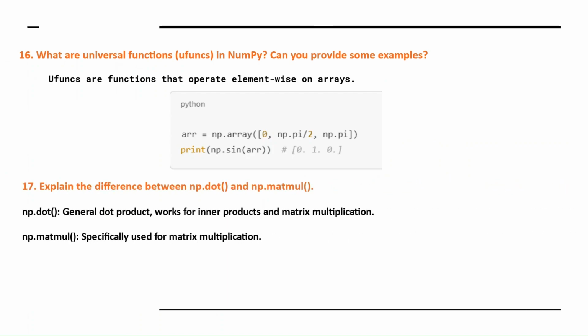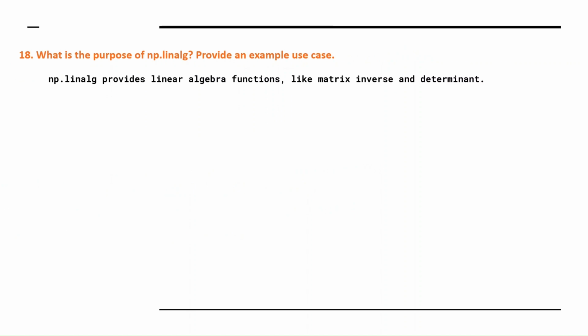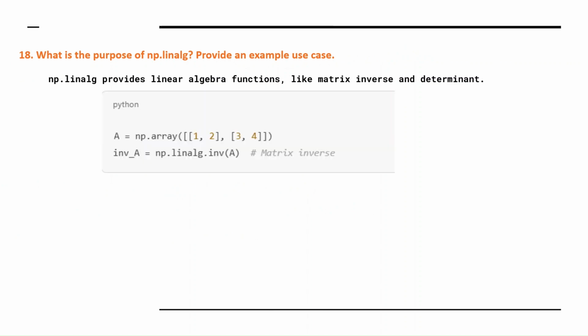Question 17: what is the difference between np.dot and matrix multiplication? np.dot gives the general dot product, works for inner product and matrix multiplication, while np.matmul is specifically used for matrix multiplication. What is the use of np.linalg? I'll provide an example. np.linalg provides linear algebra functions like matrix inverse, determinant, etc., as shown in the code snippet.